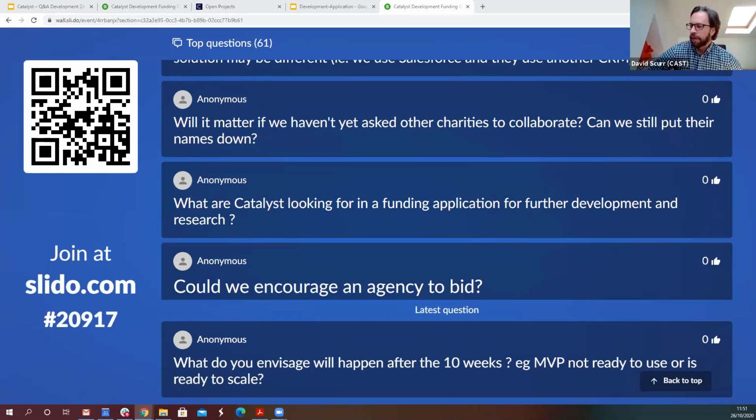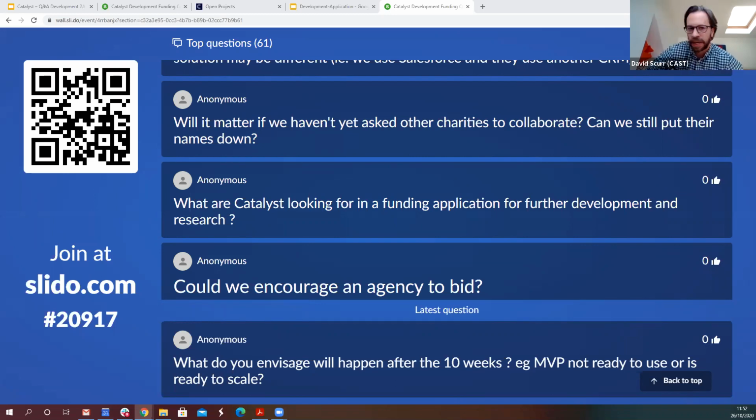Thanks, Debbie. Just again, there's a question around collaboration. Will it matter if we haven't asked other charities to collaborate? Please try and agree with them beforehand. There's an eligibility criteria, and we need to make sure that they are eligible for this application round. So best to agree that beforehand, before you mention it in the application, because the idea is, if you are successful, you'd be working on this together. So we would factor that in when assessing the application.